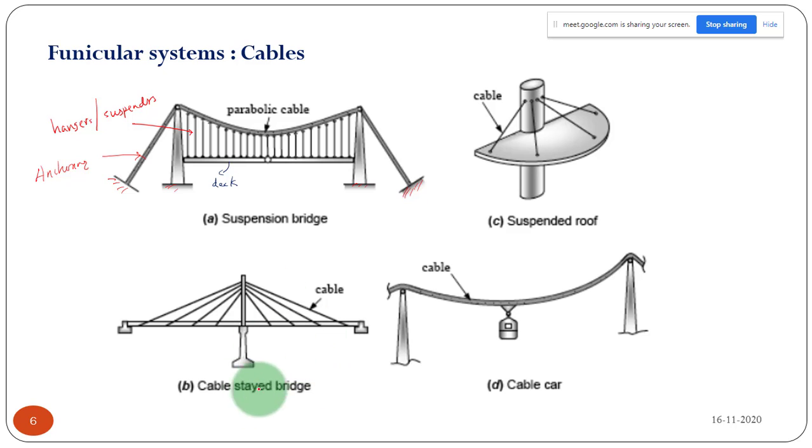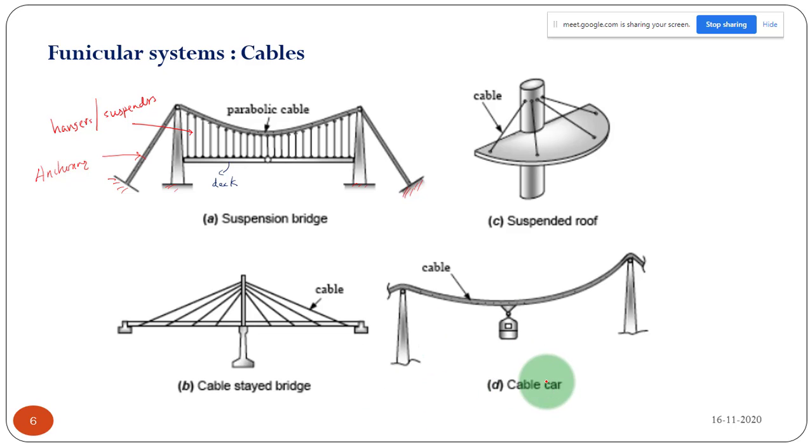If you take cable-stayed bridges, it will be something like this. These are the main cables, and they will always be under tensile force. Here also, the hangers as well as the suspension cable are always under tensile force only. Okay, we will see how to analyze this type.